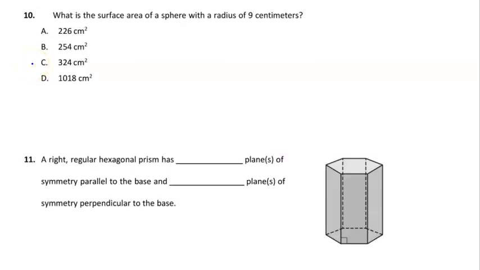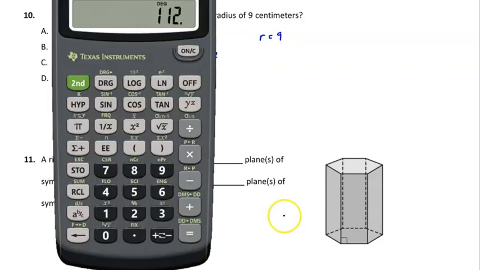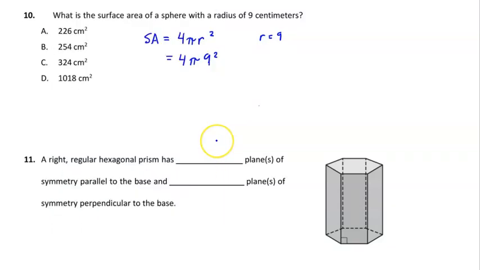For number 10, it says, what is the surface area of a sphere with a radius of 9 centimeters? And once again, go back to your reference sheet. The surface area of a sphere is 4 pi r squared. So we've got 4 pi, and then r is equal to 9, so 9 squared. And then, like I said before, go ahead and put in all of your numbers. So we're going to do 4 times 9 squared equals, and I get 324.